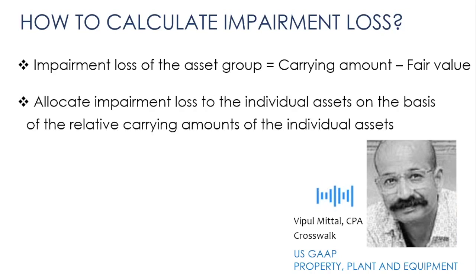Once you calculate impairment loss at group level, you allocate impairment loss to individual assets on the basis of the relative carrying amounts of the individual assets. So you allocate this impairment loss that you have calculated at group level to individual assets, and you allocate this on the basis of their relative carrying amounts, in the ratio of their carrying amounts.